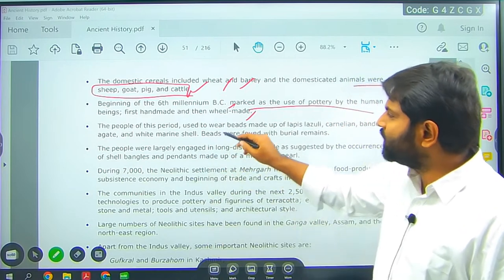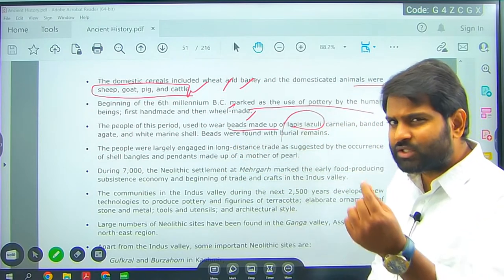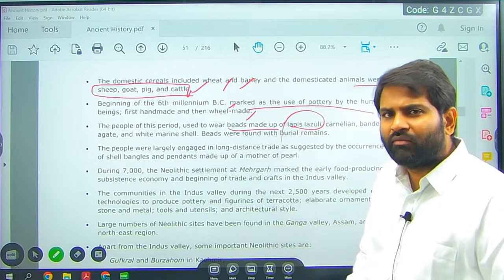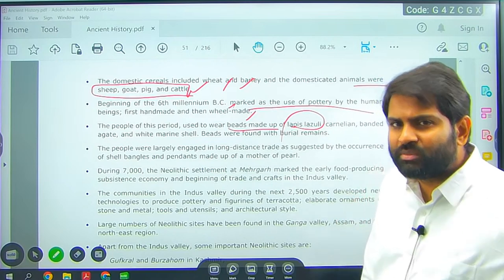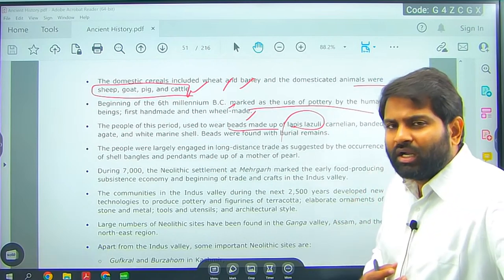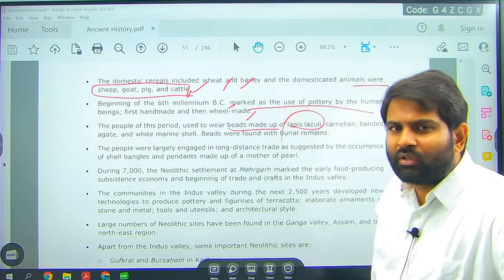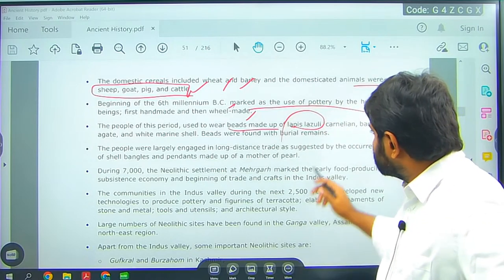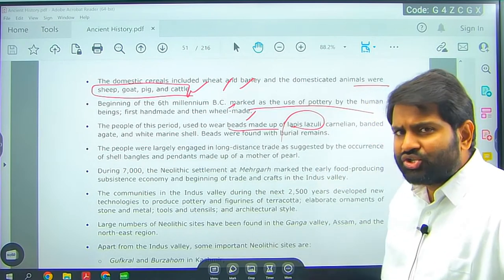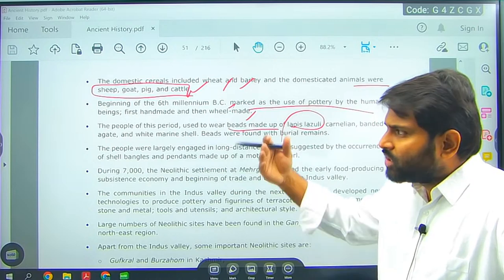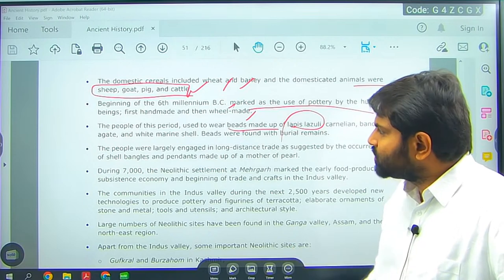The people of this period used to wear beads made of lapis lazuli. Lapis lazuli is a stone. Beads, like we say bracelets we use, or on the upper arm we use these beads, right? Or in the neck also we wear these beads. Women also use them over the hair, as hair bands. And carnelian, banded agate, white marine shells. Shells were also used. Shells normally you use hanging around your windows, your doors. These shells also started being used.